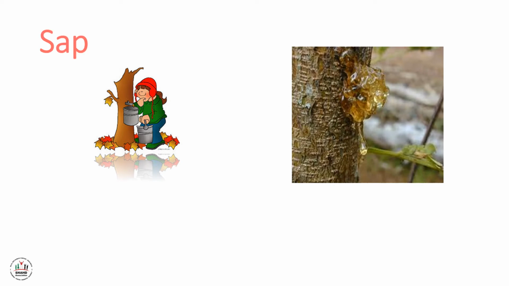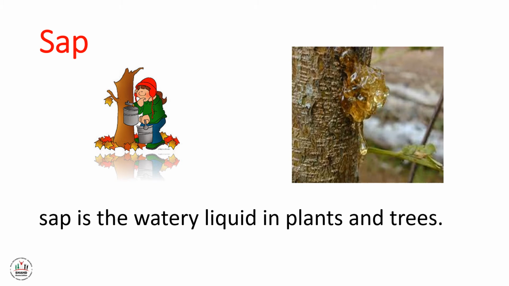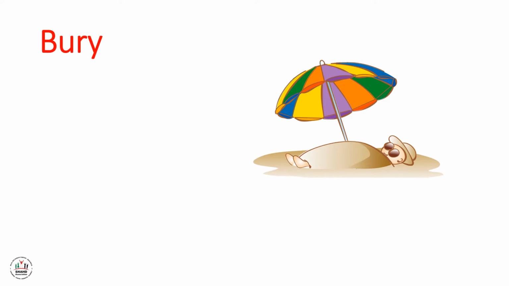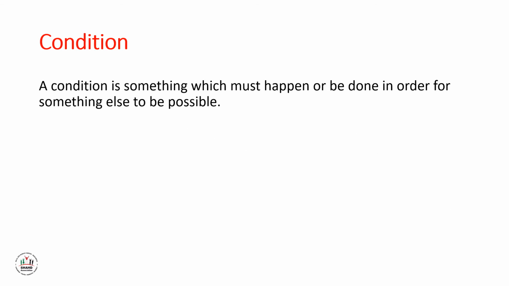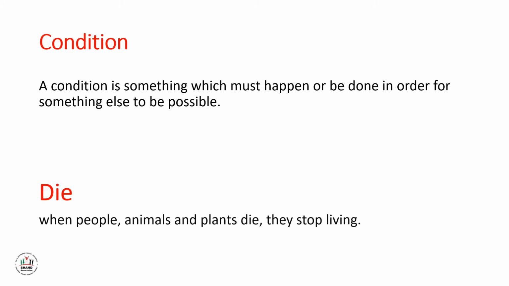What do we mean by sap? Sap is the watery liquid in plants and trees. Bury. To bury something means to put it into a hole in the ground and cover it up with earth. What do we mean by condition? A condition is something which must happen or be done in order for something else to be possible. Die. When people, animals, and plants die, they stop living.